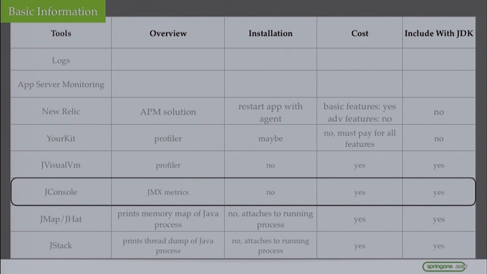So let's add JConsole to our basic information chart. So it provides JMX metrics. It attaches after the fact, so you don't need to restart, and it comes with the JDK, so there's no cost associated with it.